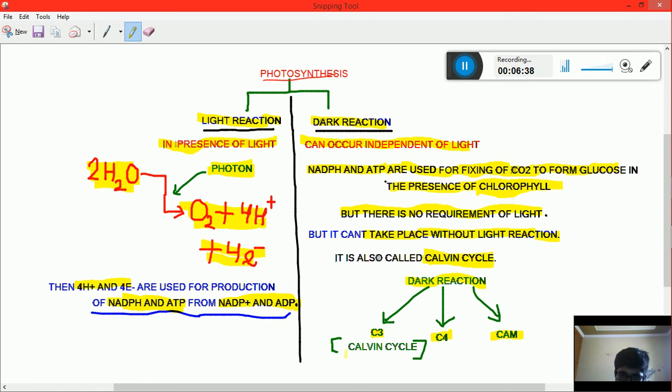Actually C3 pathway is the normal pathway for most of the plants. Most of the plants use C3 pathway. C3 pathway is generally known as Calvin cycle. Means if we are using the term Calvin cycle, it is for C3 pathway.